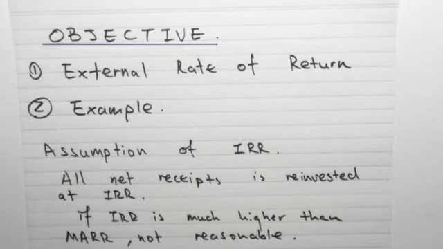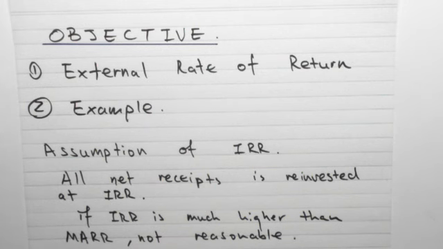Welcome back. The objective of this video is to look at the idea of external rate of return and to go through an example working out the external rate of return. Now, the external rate of return is just another rate of return that we use to work out whether a project is worth taking or not, other than IRR.